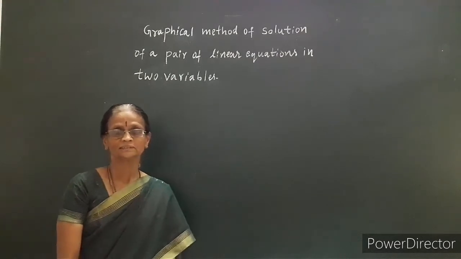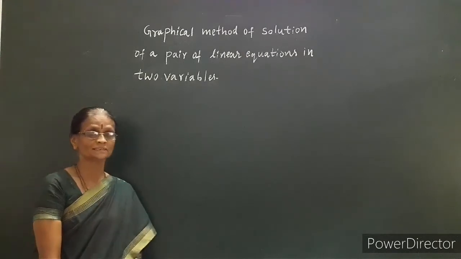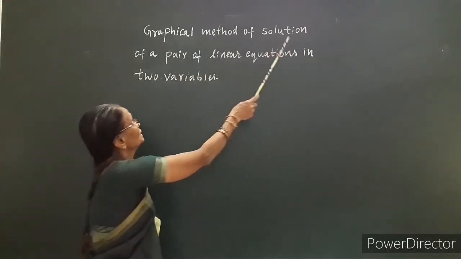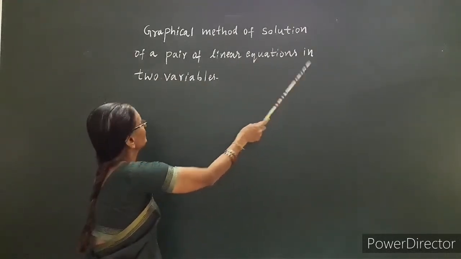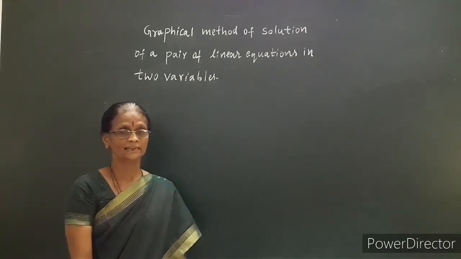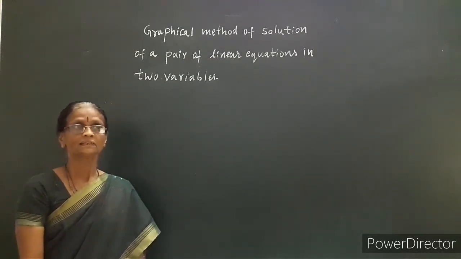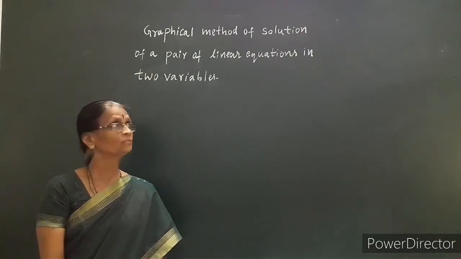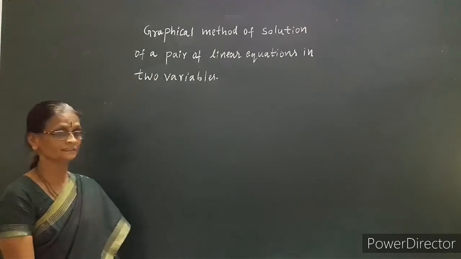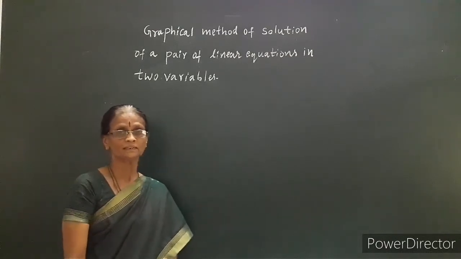We have to learn how to solve the given pair of linear equations algebraically. In this session, we have learned the graphical method of solution of a pair of linear equations in two variables. Children, in previous class 9th, the graphical representation of a linear equation is a straight line. Now we are going to learn about the graphical representation of a pair of linear equations. There will be two straight lines, both to be considered together.